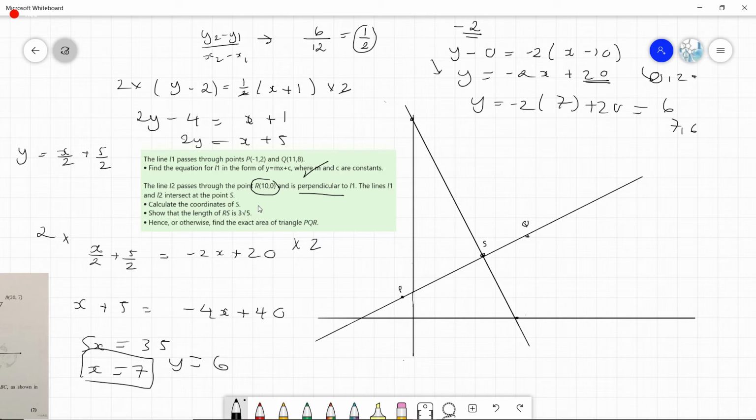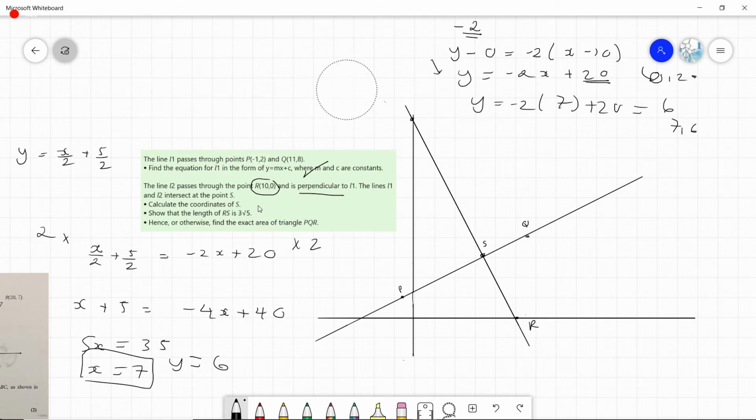It then asks me that we must find the coordinates of S. Show the length RS is 3 root 5. So this length is 3 root 5. So now I have the point S. I can practically apply Pythagoras' theorem, the formula we did in class, to find the answer. And I don't need a calculator for this because we have point 1 is 7, 6, and the second point, therefore, is going to be 10, 0.